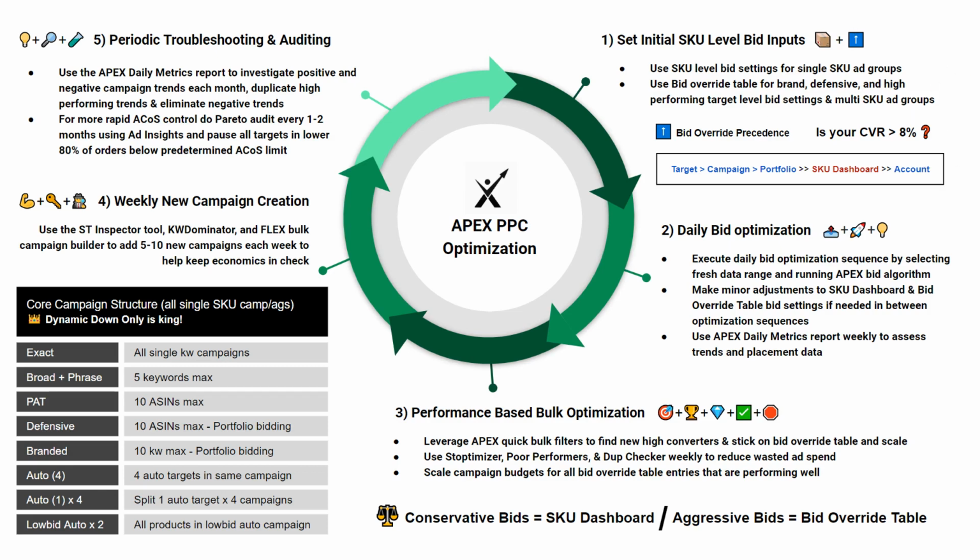Phase two is going to be your daily bid optimization. That's what Apex is really nice for. You're essentially just going to download a new bulk file whenever you want to optimize your bids. It takes about, I don't know, 30 seconds. You pick a custom date range based on what kind of data you want to look at.